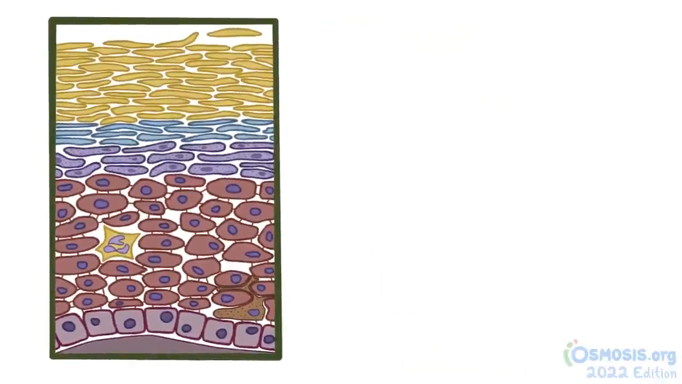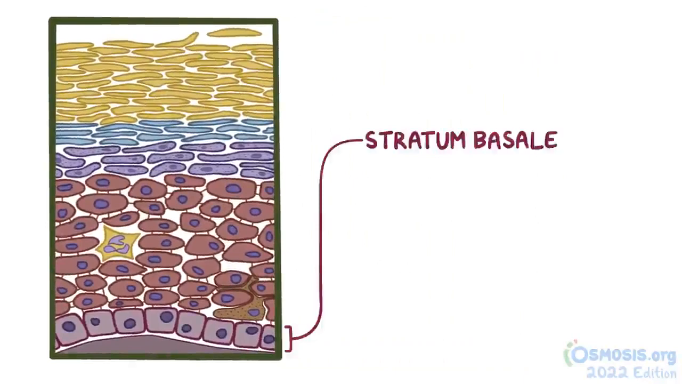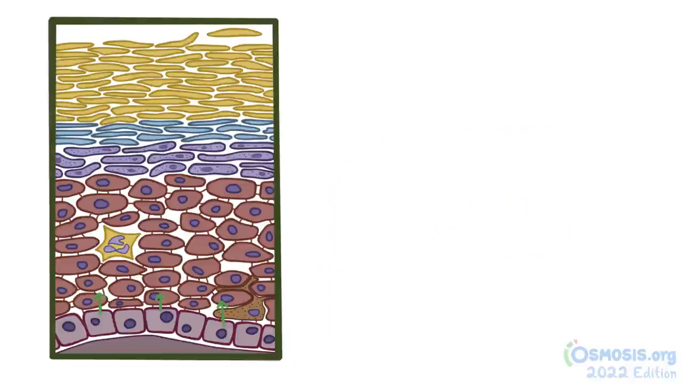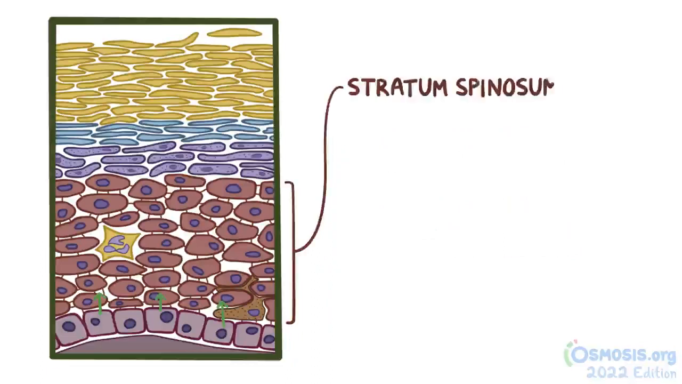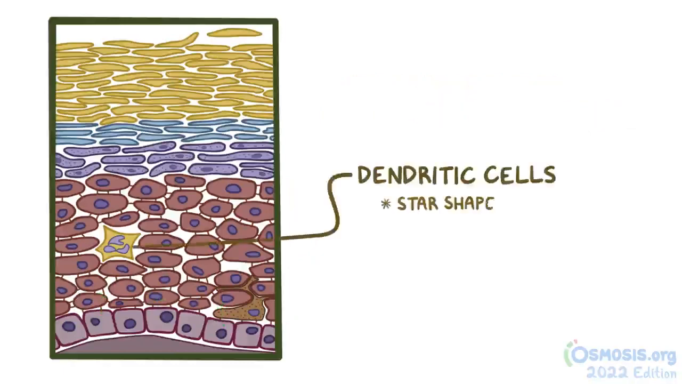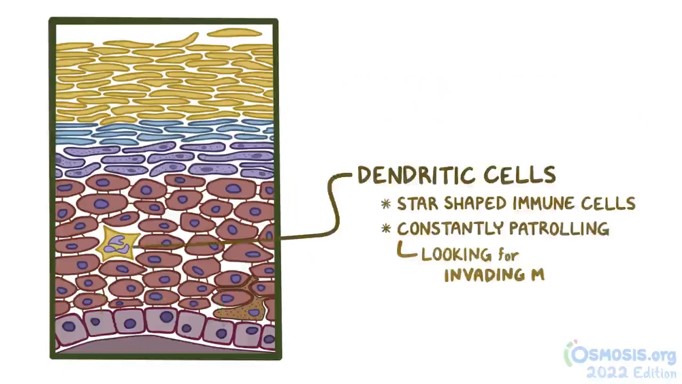Keratinocytes start their life at the lowest layer of the epidermis, called the stratum basale, or basal layer, which is made of a single layer of small cuboidal to low columnar stem cells that continually divide and produce new keratinocytes. These new keratinocytes then migrate upwards, forming the other layers of the epidermis. As keratinocytes in the stratum basale begin to mature and lose the ability to divide, they migrate into the next layer, called the stratum spinosum, which is about 8 to 10 cell layers thick. The stratum spinosum also has dendritic cells lurking around, which are star-shaped immune cells constantly patrolling for invading microbes as part of the body's immune defense system.